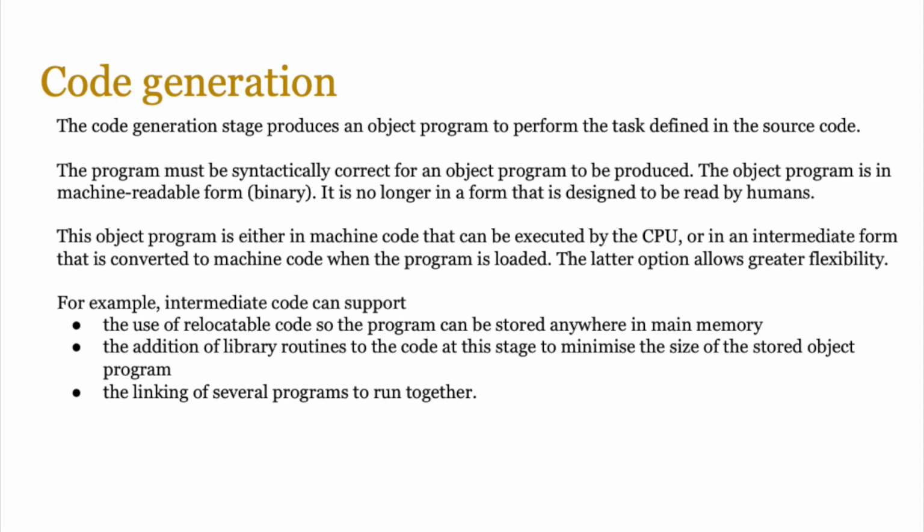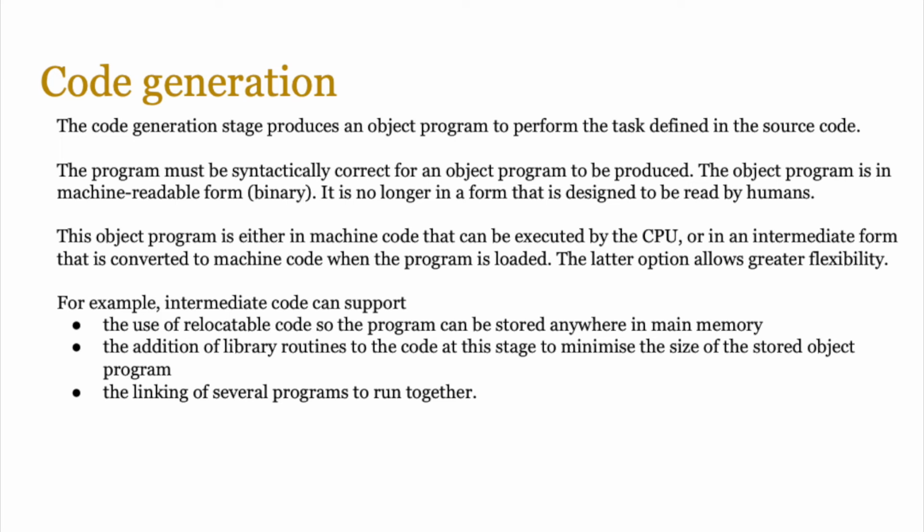Now, the object program can be in machine code that can be executed by the CPU, or it can also be translated into an intermediate form that is converted to machine code when the program is loaded. Now, think about it this way. You write a high-level Python program, and instead of generating the object code, which will only run on the machine that you're currently on, you create intermediate code. And this intermediate code can then be taken to different machines and compiled into that machine-specific object code.